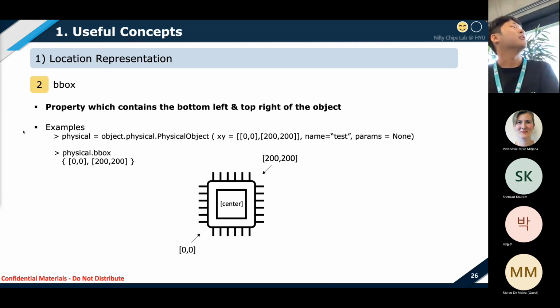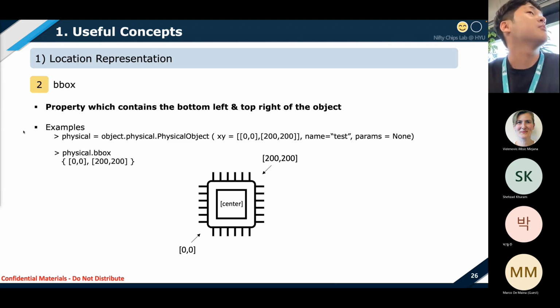The second one is called bbox, which is the bounding box. It is a property which contains the bottom left and top right of the object. It returns a 2 by 2 matrix of the bottom left and top right of the object, so you can easily know the size of the object and use it for place and routing.